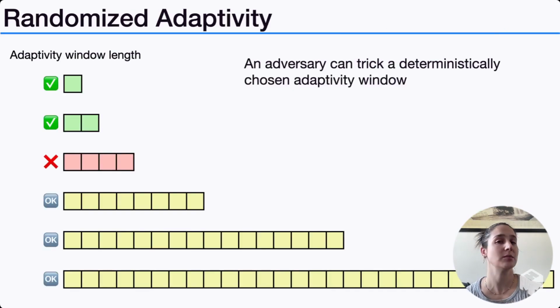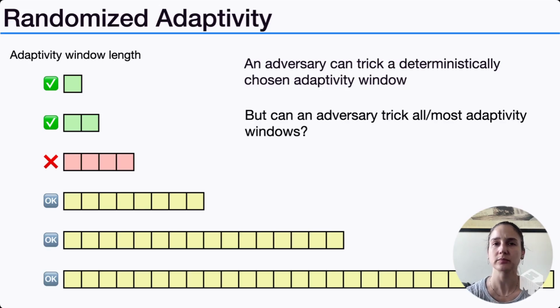So this is the main idea behind how we construct our algorithm, and we're calling it randomized adaptivity. So what we've seen is that if we had a deterministic adaptive algorithm, it would be relatively easy for an adversary to trick it into making bad decisions. But the question we ask is whether an adversary could trick many different adaptivity windows at different granularities. So in the example we saw, the answer was no. So that adversary kind of only made us make bad decisions in one of the windows.